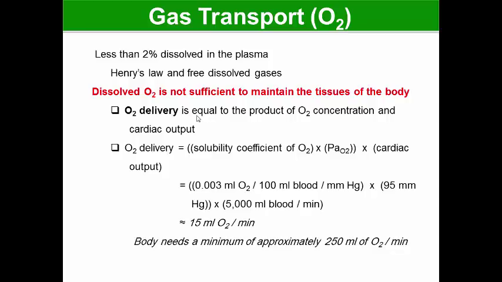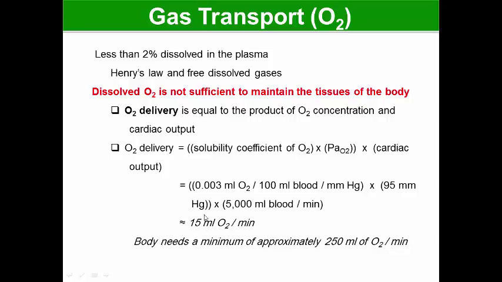So the oxygen delivery again is equal to the concentration of oxygen multiplied by the cardiac output. And the concentration itself is equal to the partial pressure of oxygen in the arterial blood multiplied by the solubility coefficient. So here we have the amount of oxygen delivered to the tissues in the form of oxygen dissolved in the plasma in each minute: 0.003, this is the solubility coefficient for oxygen, multiplied by 95, which is the partial pressure of oxygen in the arterial blood, multiplied by 5 liters of blood per minute, which is the cardiac output.